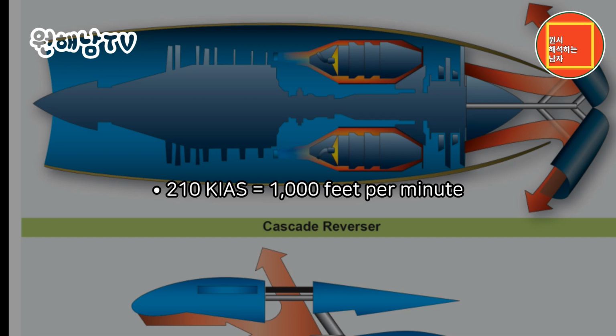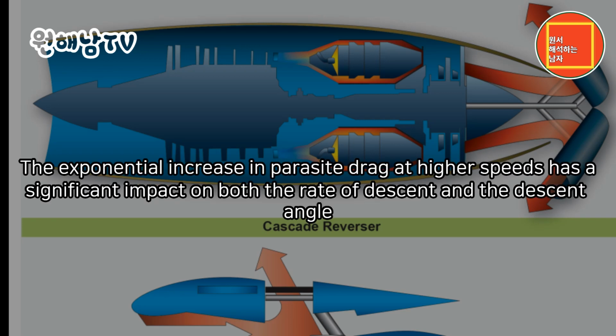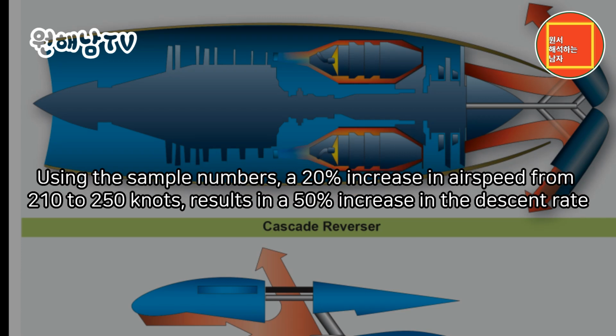210 KIAS equals 1,000 feet per minute. 250 KIAS equals 1,500 feet per minute. 300 KIAS equals 3,000 feet per minute. The exponential increase in parasite drag at higher speeds has a significant impact on both the rate of descent and the descent angle. Using the sample numbers, a 20% increase in airspeed from 210 to 250 knots results in a 50% increase in the descent rate.